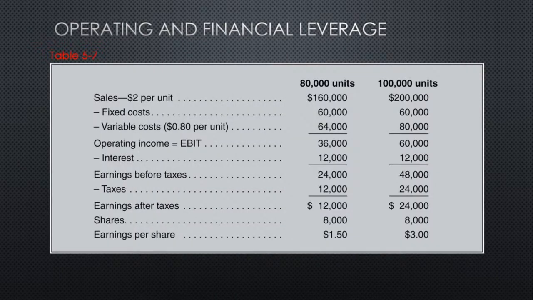In this table, you can see the difference when you combine the two and operate them to get your maximization of your earnings per share. At 80,000 units, it's $1.50. At 100,000 units, it is $3.